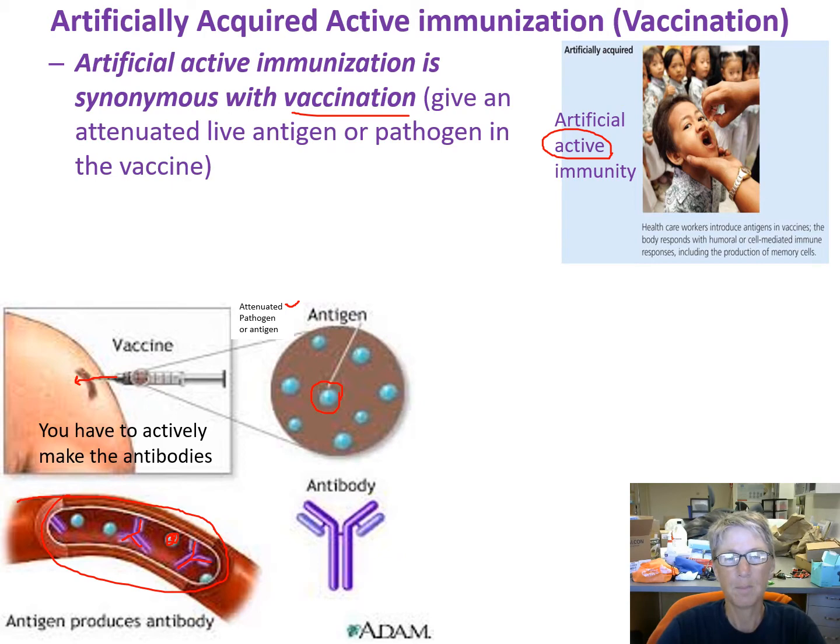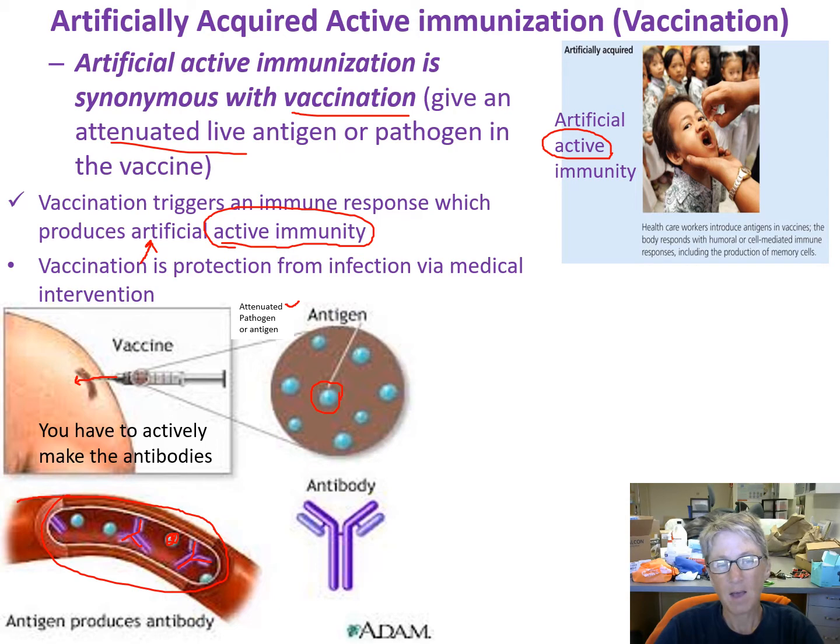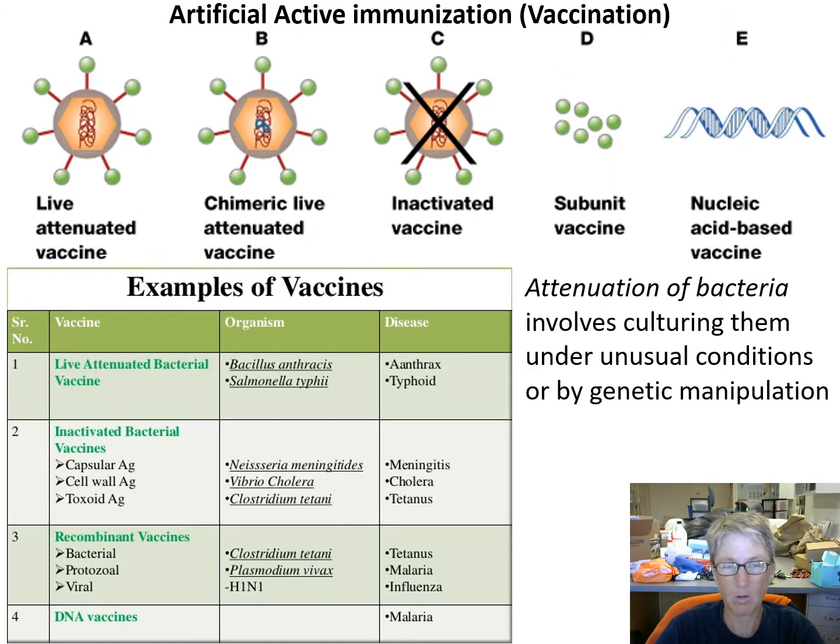So you give the person being vaccinated an attenuated live antigen or pathogen in the vaccine, or you give them a piece of that antigen in the vaccine. And then what vaccination does, it triggers an immune response in you, and this produces active immunity because you're actively making the antibodies, but it's artificial because you were injected with the antigen. It didn't get into you. This pathogen or virus didn't get into you naturally. And vaccination is protection from infection via a medical intervention. So vaccination is a medical intervention.